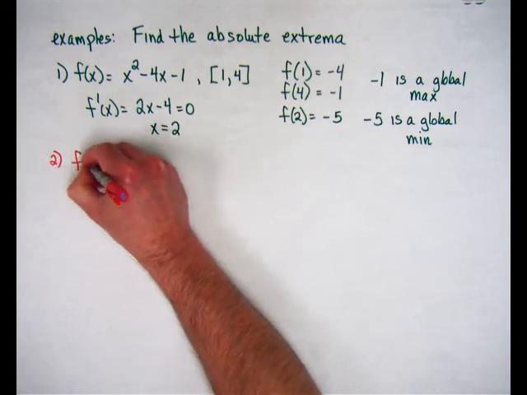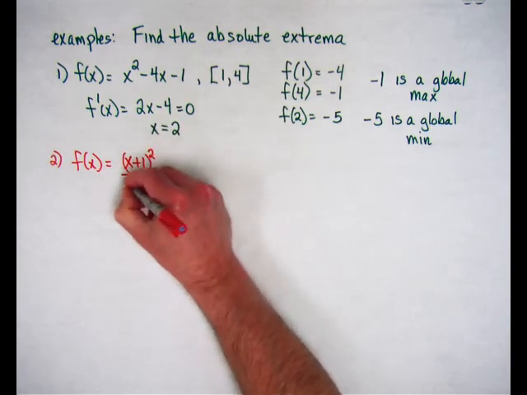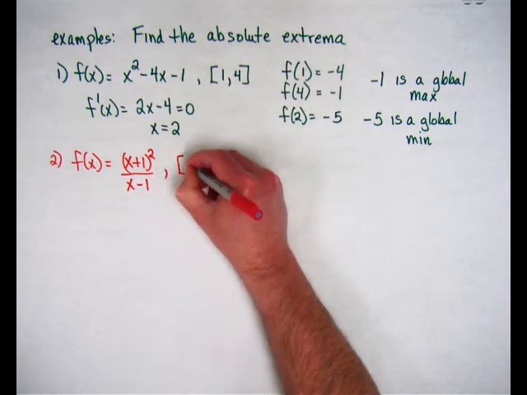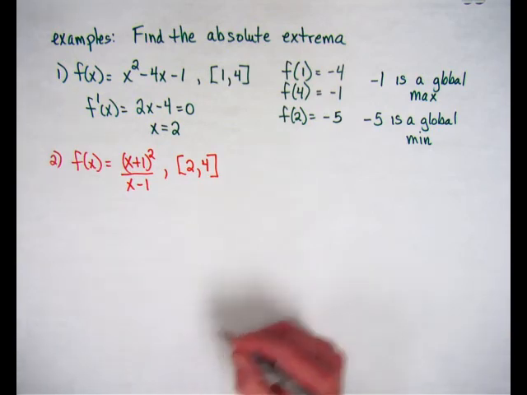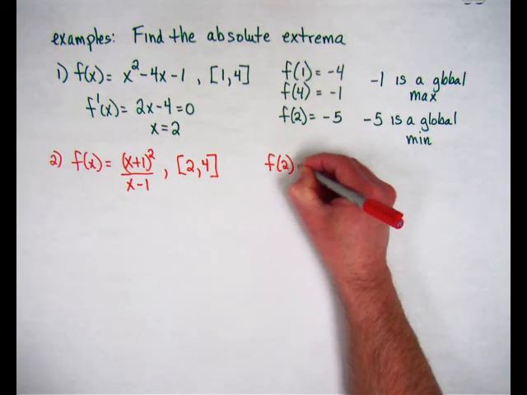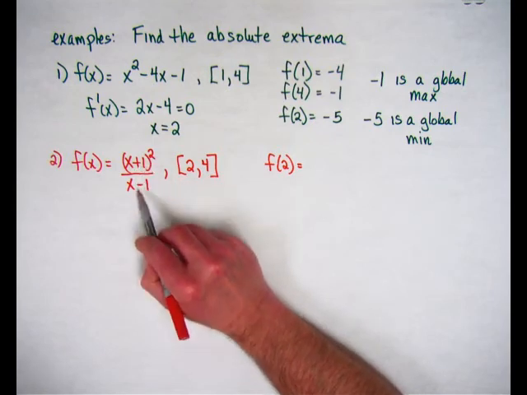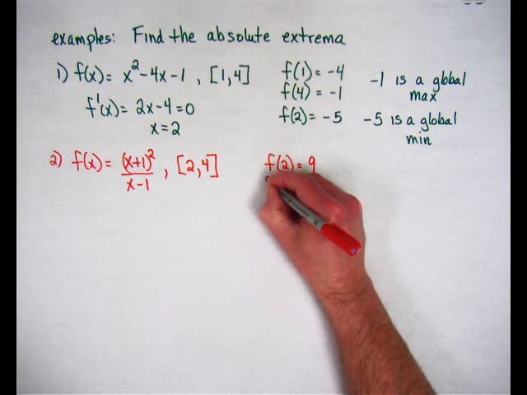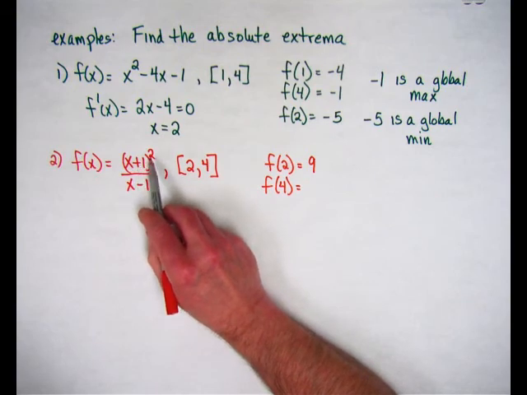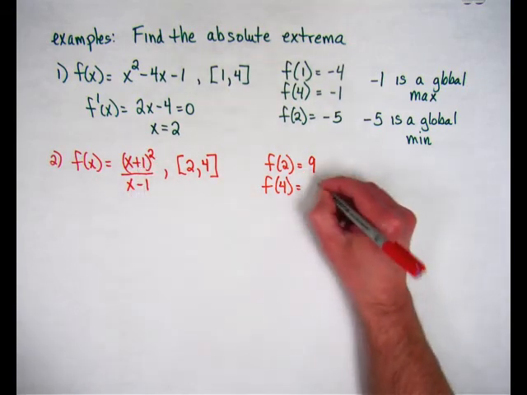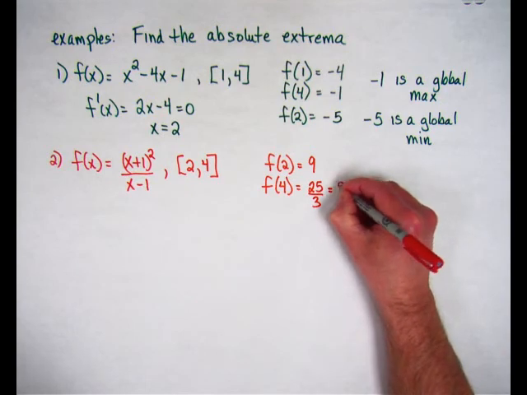Another example might be f of x equals (x plus 1) squared over x minus 1 on the interval 2, 4. So we're looking for, once again, the absolute extrema. We take our endpoints, so we plug in 2 into our function, and we would get 2 plus 1, 3 squared is 9 over 1. So this would be 9. Plug in our other endpoint 4, and we would get 4 plus 1, which is 5 squared is 25, 25 over 3, which if you want would be 8 1/3.